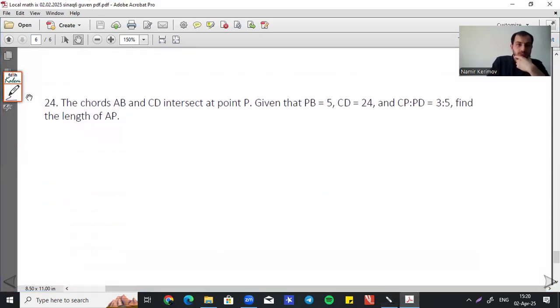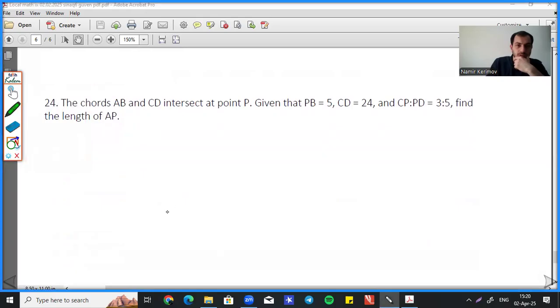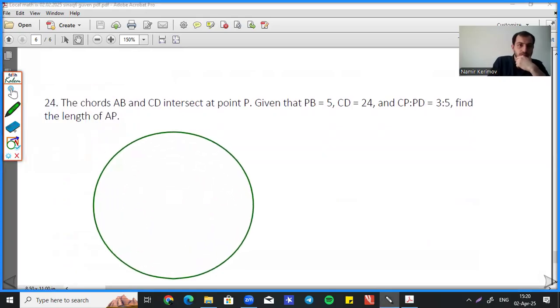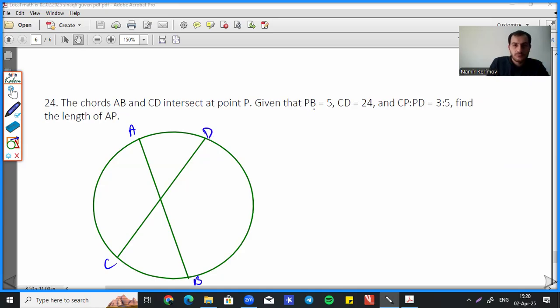And next question. So let's show a circle with 2 chords. Let's say chord AB and chord CD. The intersection is that point P. We should find AP. Let's call it X. PB is given, it's 5, and CD is 24.